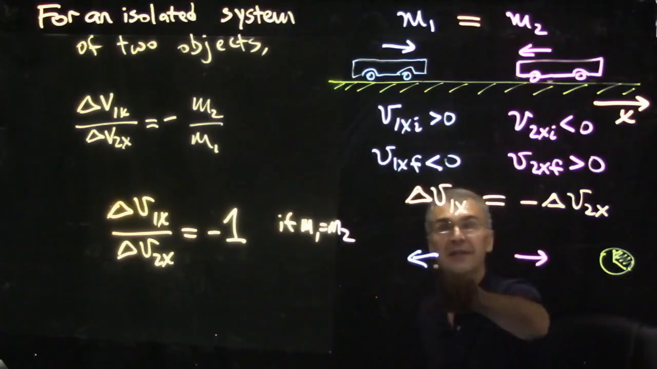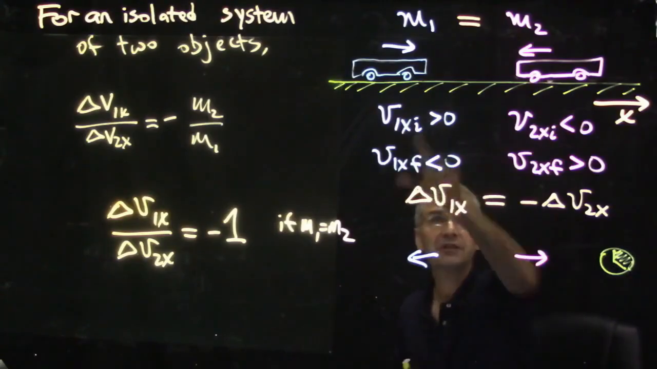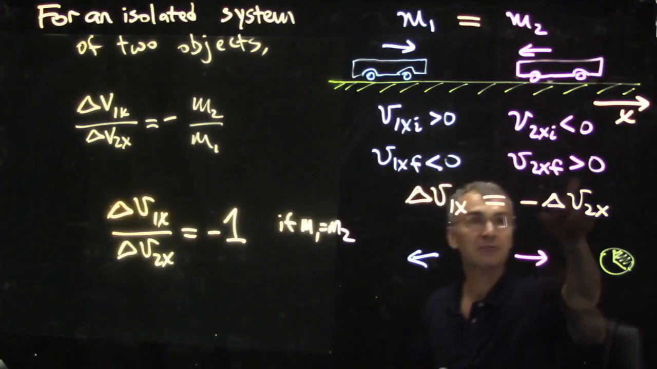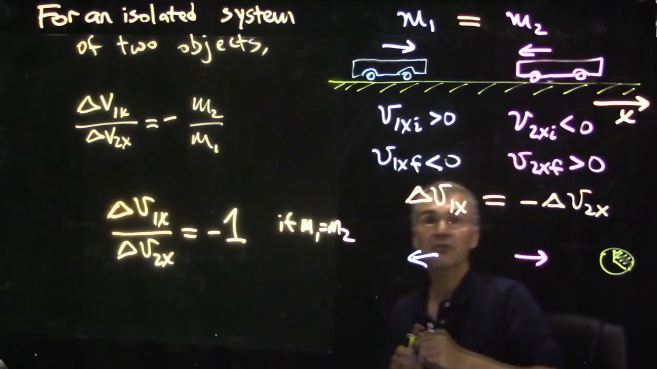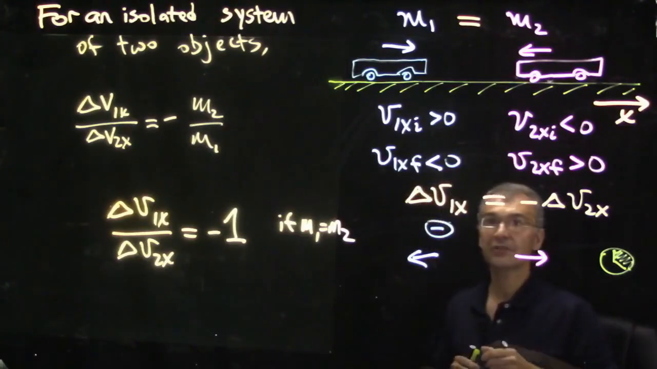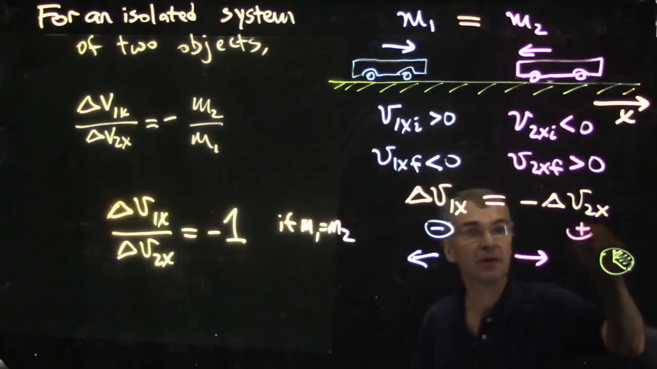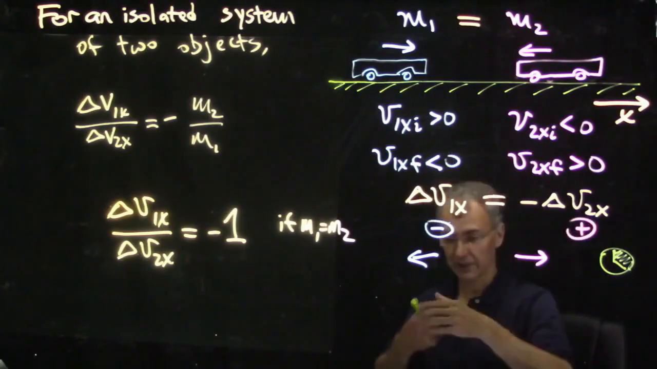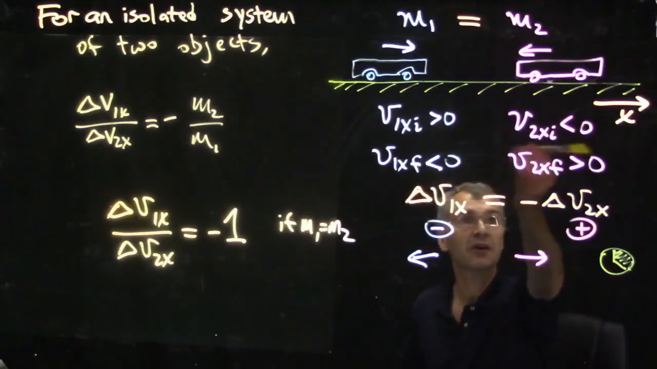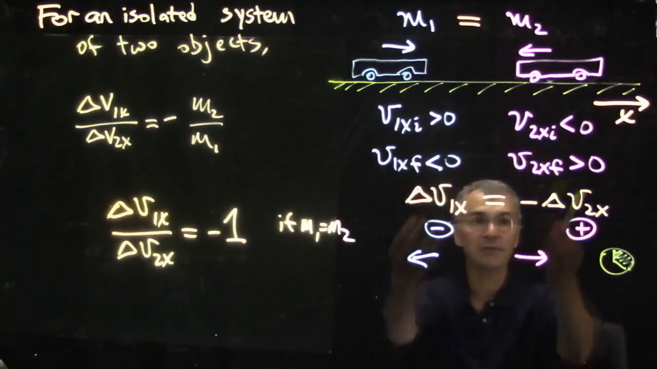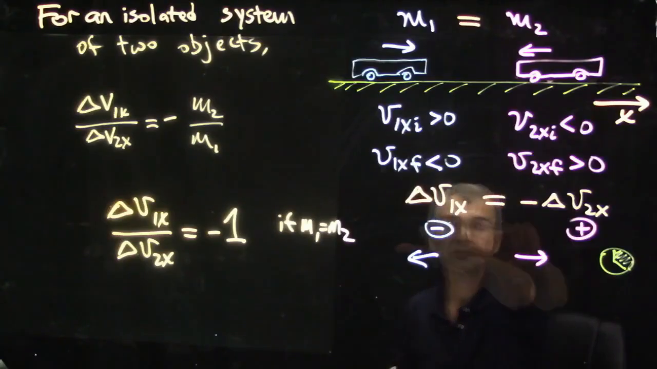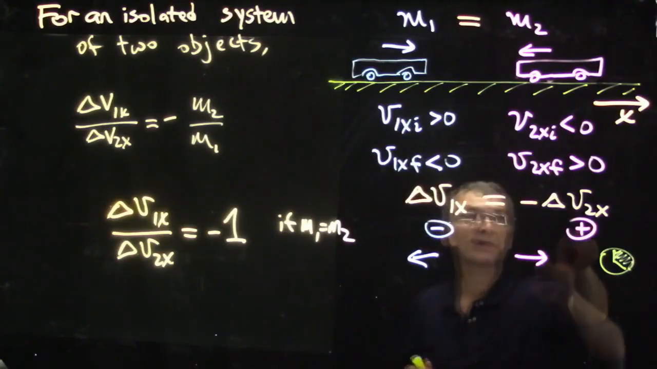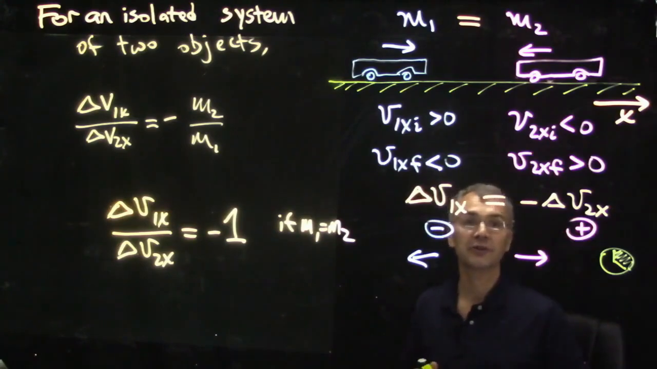So what does that mean? This is final minus initial. Final is negative, initial is positive, the x-coordinate. Here, final is positive, initial is negative, the x-coordinate. Negative minus positive is a negative change. Positive minus negative is a positive change. So delta Vx of the blue cart points to the left, delta Vx of the red cart points to the right. Because their masses are the same, those two changes in velocity have the same magnitude. So if the blue cart recoils to the left with 1 unit of change in velocity, then the red cart recoils to the right with 1 unit of change in velocity. Let's watch that.